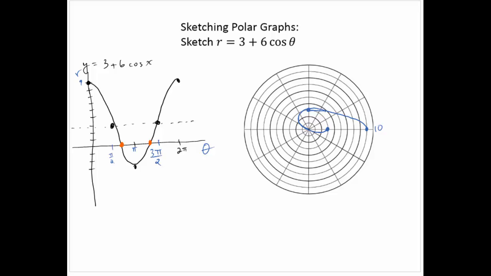So it sort of does a mirror image, comes back through the 0, and then is back to positive 3. So something like that. And then the radius increases back to 9. And so we get a shape that looks roughly like this.